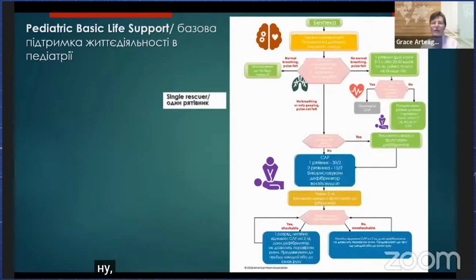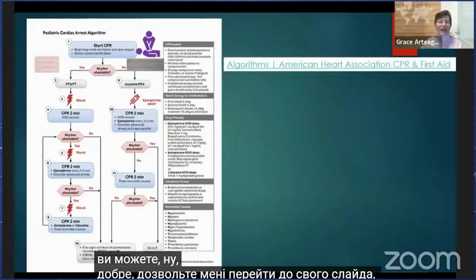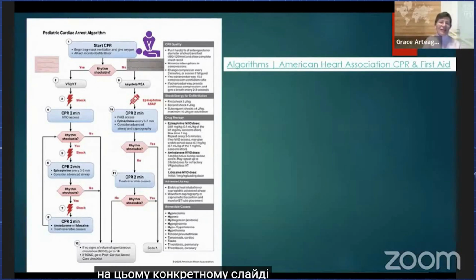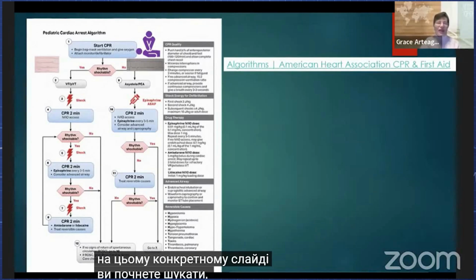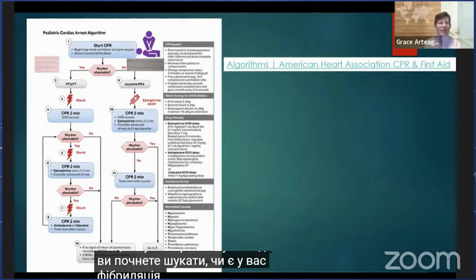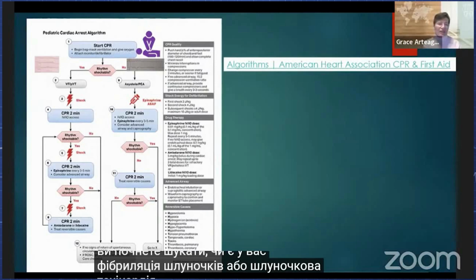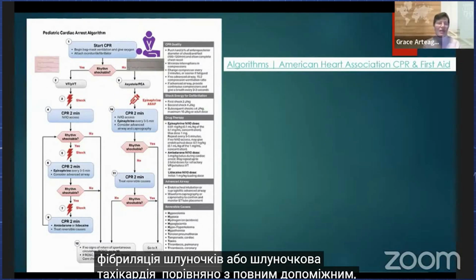In here, you can actually, well, let me go to my slide. So in this particular slide, you start looking either if you have ventricular fibrillation or ventricular tachycardia versus complete asystole.